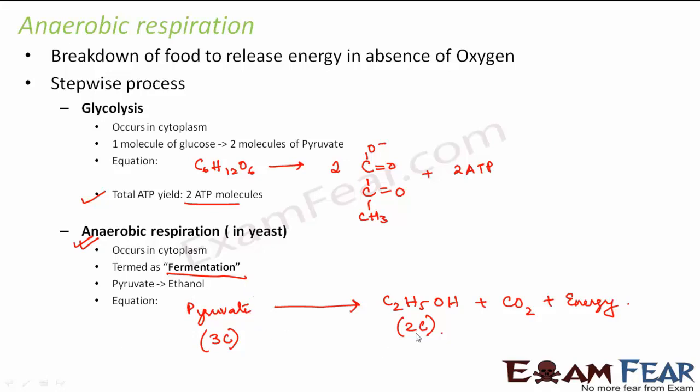But here you can see the end compound is ethanol. But in case of aerobic respiration, what was the end compound? It was carbon dioxide. So in case of aerobic respiration, complete oxidation was taking place because the products which you were getting were in the simplest forms, right? But in this case, you can see that the last product is ethanol, which is a 2-carbon compound and not a 1-carbon compound. So here incomplete oxidation takes place. That is, there is more scope of oxidation, but it doesn't take place, right?